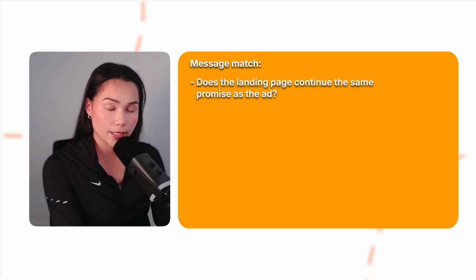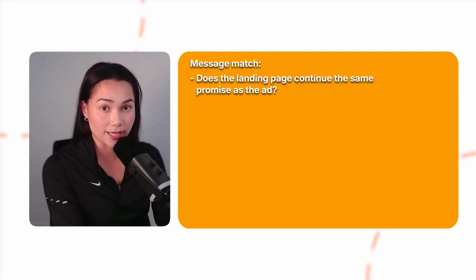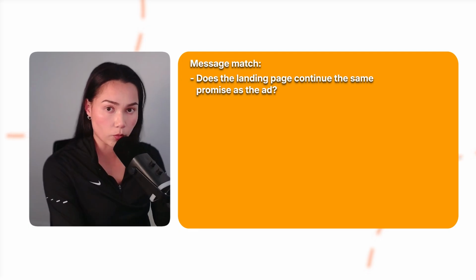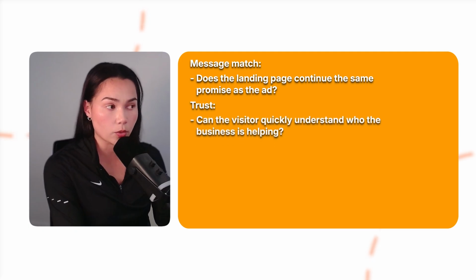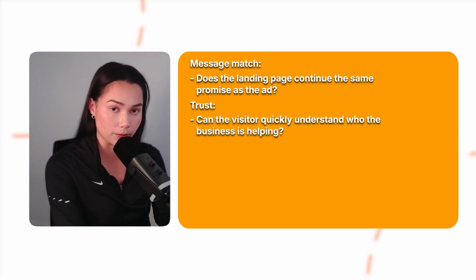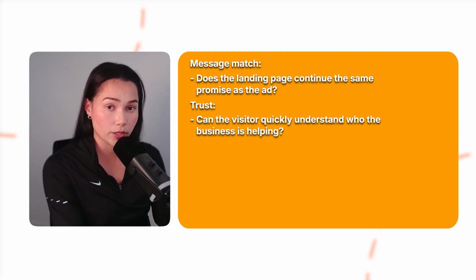So the first thing I check here is message match. Does the landing page continue the same promise as the ad? Or does the ad talk about one specific outcome and then send people to a generic homepage? Then I would look at trust. Can the visitor quickly understand who the business is helping, what the service involves, whether there is evidence that it works, what the next step is, and what happens after they inquire?